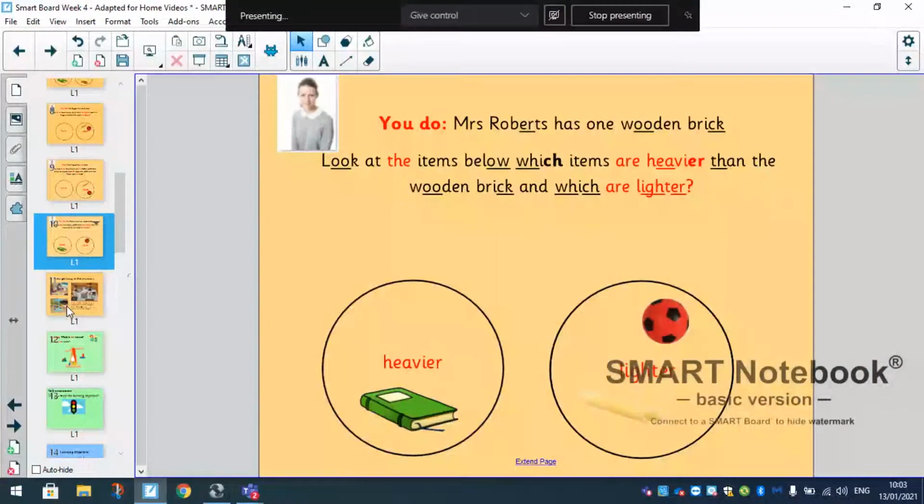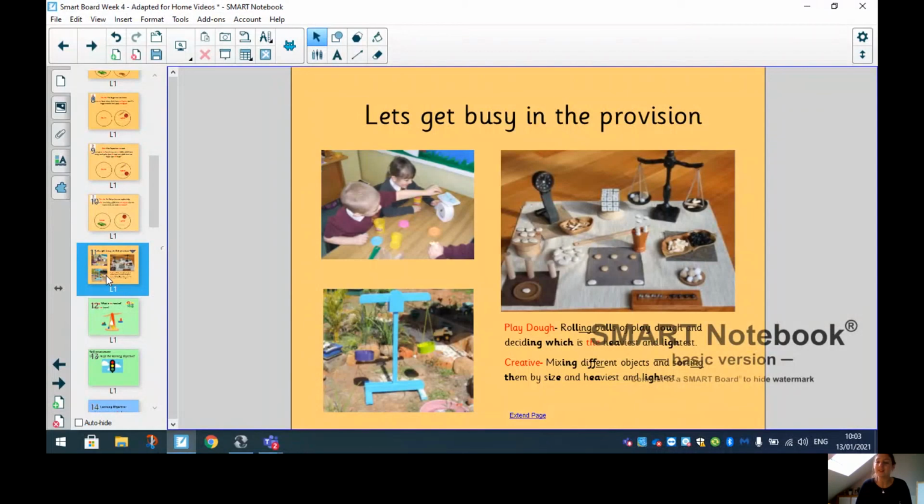That was a lot of changing, swapping and changing, wasn't it? Right, so this now says, let's get busy in the provision. Now, I know you're at home, but you can have a go going around your house, feeling the weight of different items. If you've got any Play-Doh, you can make different balls of Play-Doh and practice putting them on the scales at home. Maybe if you've got any weighing scales, normal ones, you can see how much they weigh and if the number is bigger or smaller. You could even have a go at just feeling them in your hands, okay?